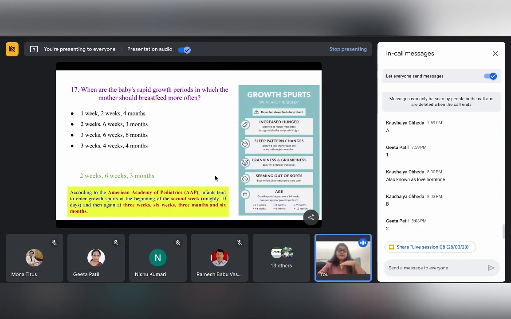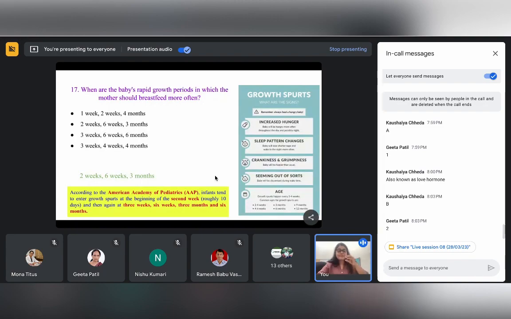Whenever there is a growth spurt, the different features we see in children when they are hungry or trying to communicate also get activated. There is more hunger, and since there is increased hunger, the mother should breastfeed more so that the baby is satiated. Then there might be sleep pattern changes, crankiness or grumpiness, and the child can become agitated. The child might also feel discomfort during sleeping, and all of these features can be there during the growth spurts.